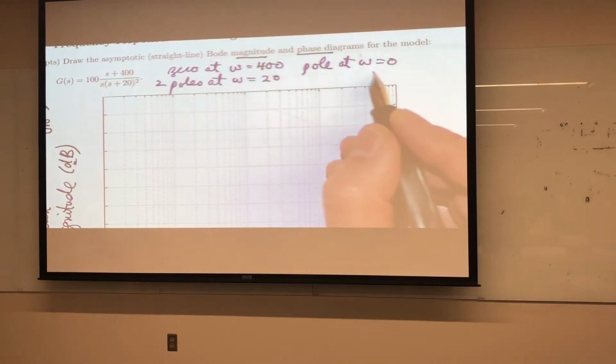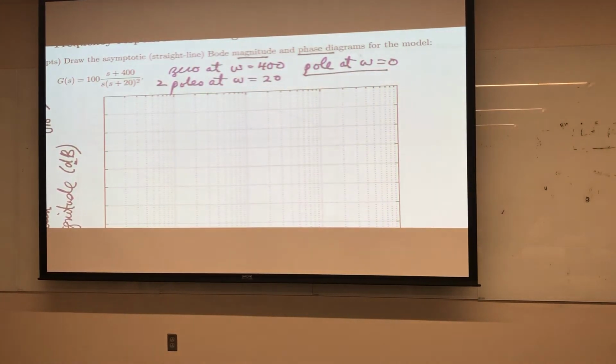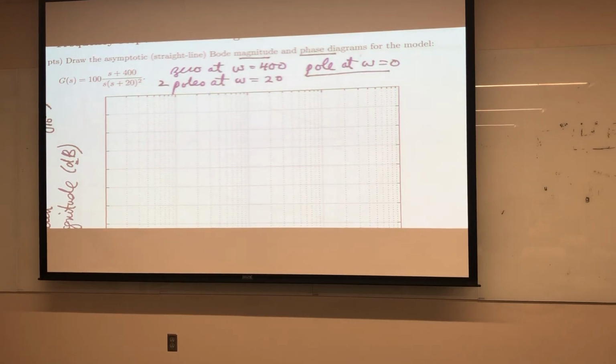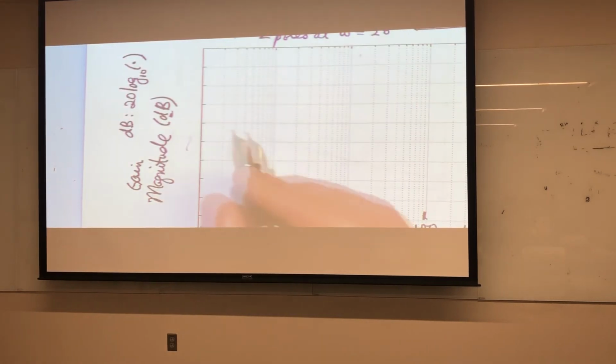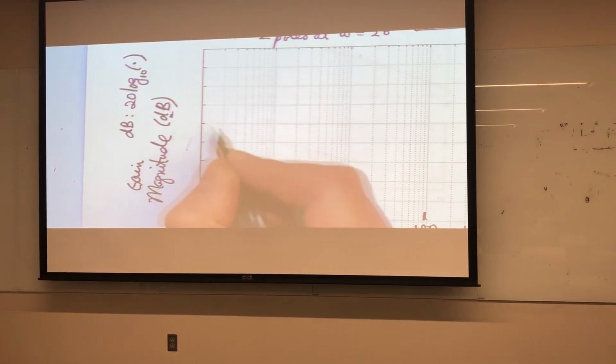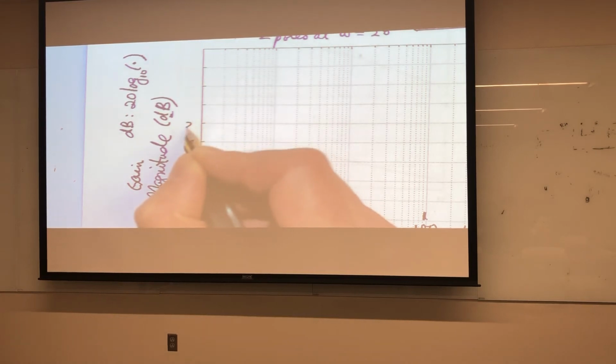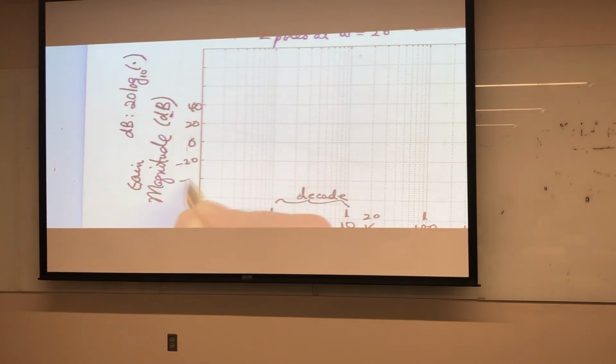And so taking into account the fact that there is a pole at omega equal to 0, the initial slope should be negative 20 dB per decade. So this is a decade. And so there's the concept of a decade right here. A decade is a multiple of 10. So from 1 to 10 is a decade. From 2 to 20 is a decade. From 20 to 200 is a decade. We'll label our vertical axis here appropriately: 0, 20, 40, minus 20, minus 40.